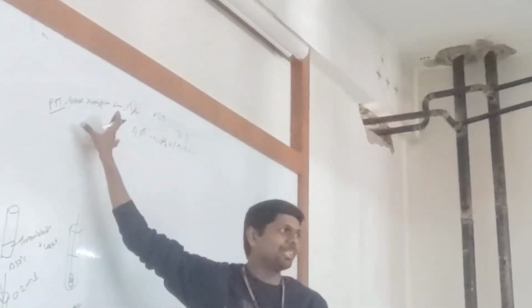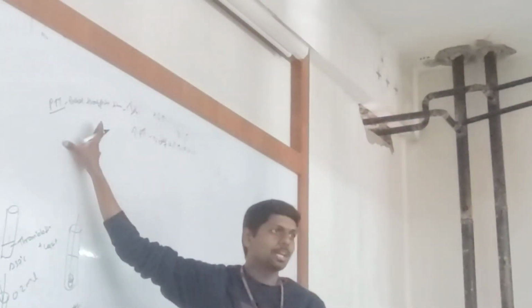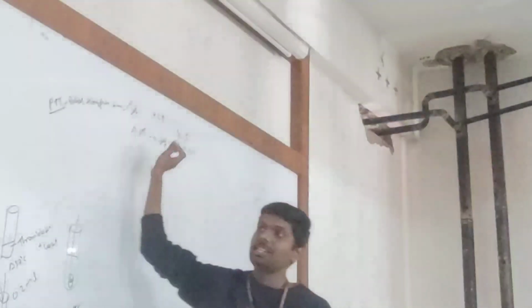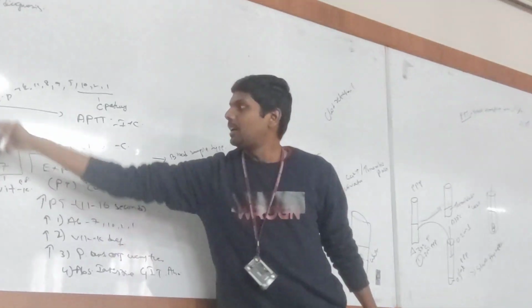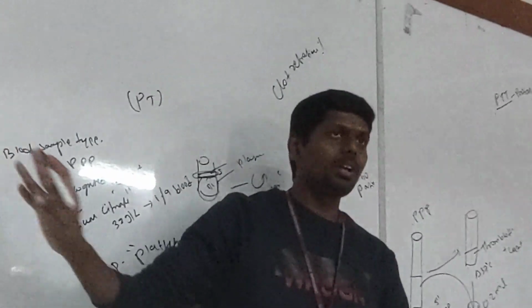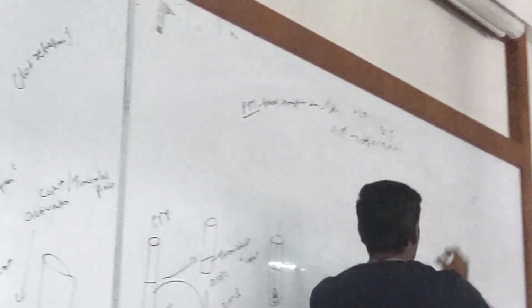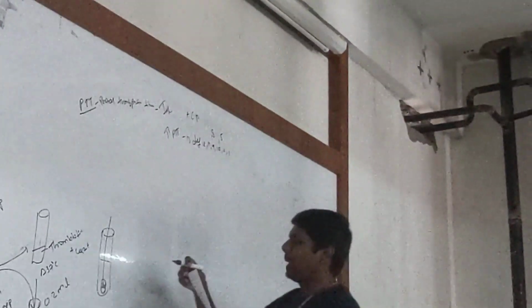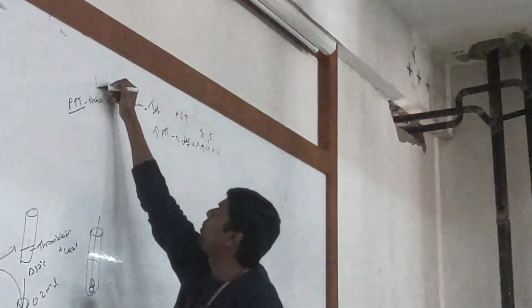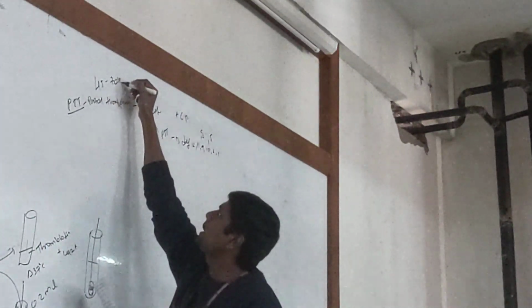Partial thromboplastin time is for the intrinsic and common pathway. Right? So elevated partial thromboplastin time indicates deficiency of these clotting factors 10, 11, 9, 8, 5, 10, 2, 1. Is it clear? That we already understood. Parallelly, write down the normal value. Normal partial thromboplastin time is 45 to 70 seconds. This is 45 to 70 seconds.